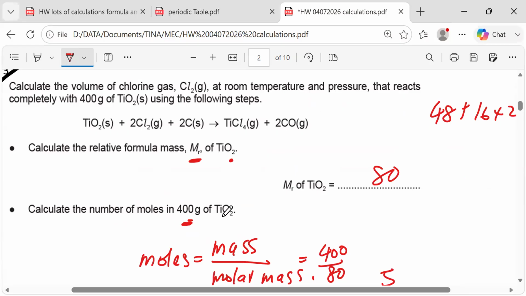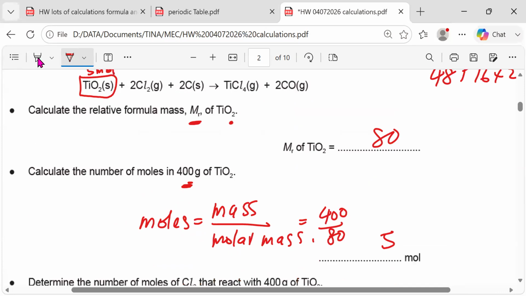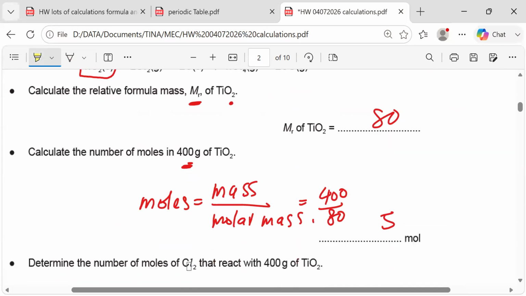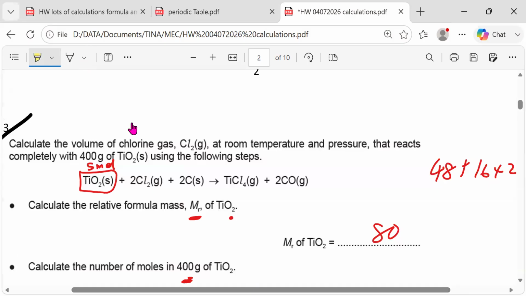They tell you that TiO2, you have 5 mole. They're asking you to determine the number of moles of chlorine. Chlorine is here. What is the ratio of titanium oxide to chlorine? What is the ratio? 1 to 2.